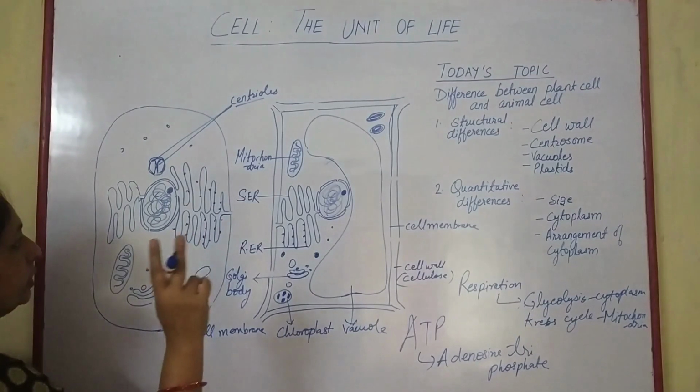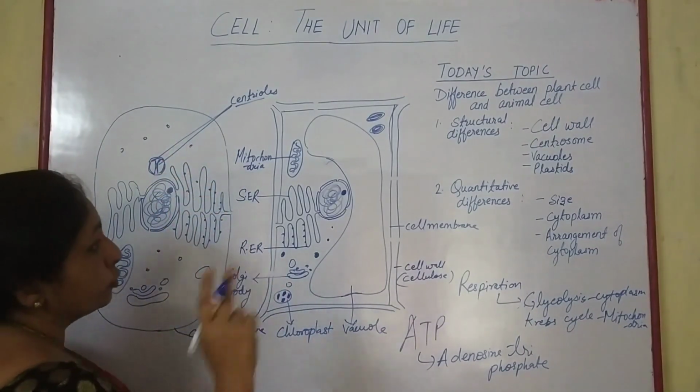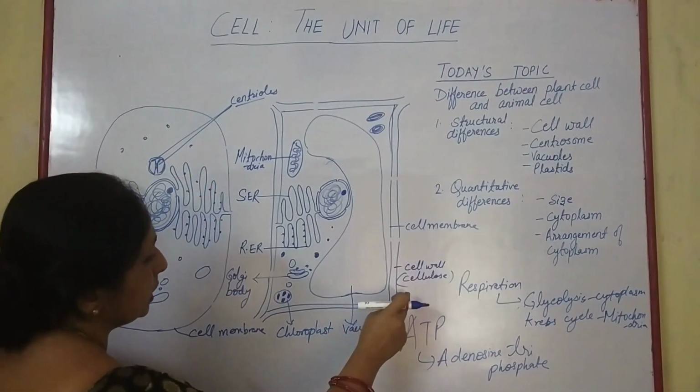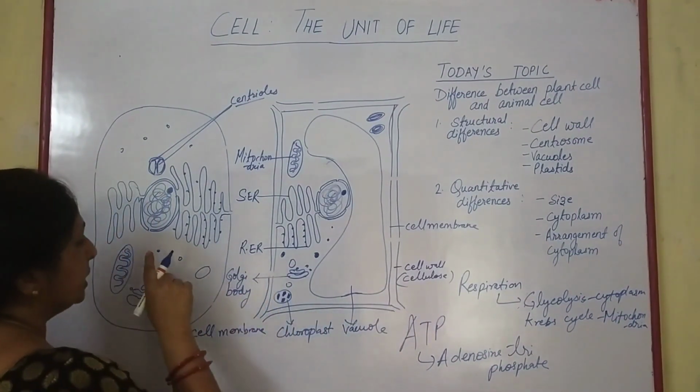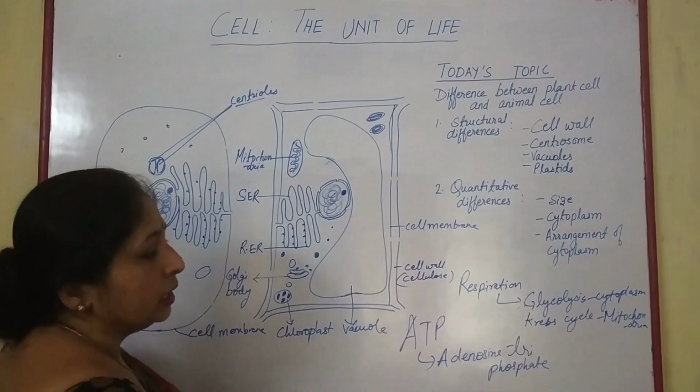So the second major difference is the presence of the centrosome. First was the cell wall, present in the plant cell, absent in the animal cell. Centrosome is present in the animal cell, absent in the plant cell.